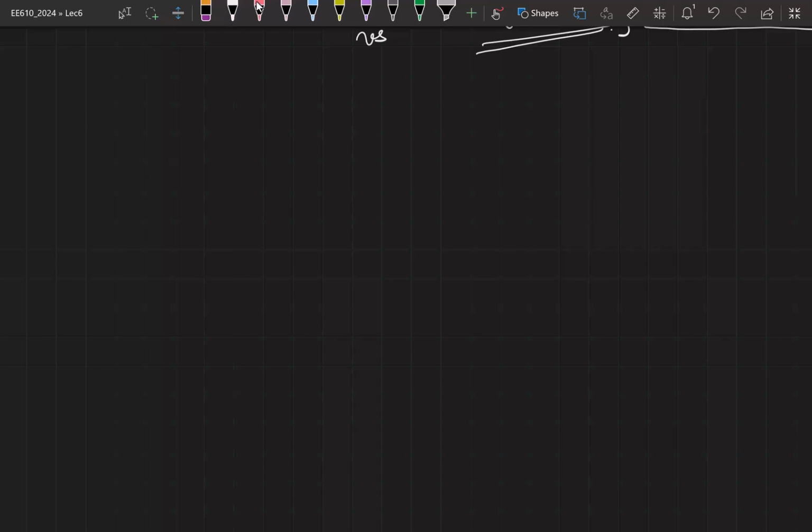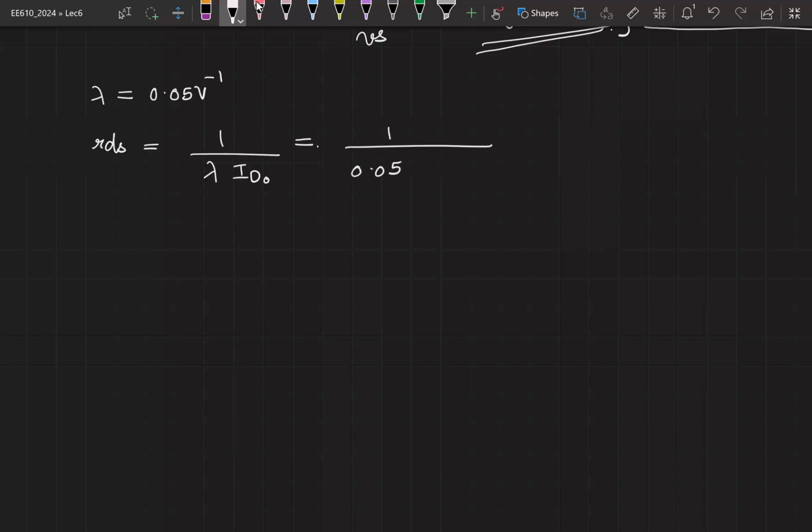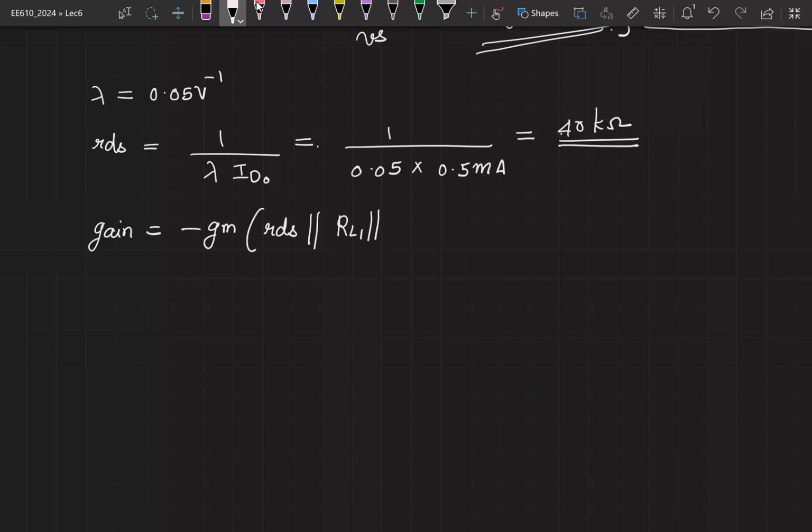What is the value of RDS? So RDS is 1 by lambda ID. What was the ID naught that you calculated yesterday? Please look at your notes. 0.5 milliamperes. Right? So this is 0.05 into 0.5 milliamperes. How much is this? This is 40 kilo ohms. Right? So the gain was minus GM times RDS parallel RL1 parallel RL.